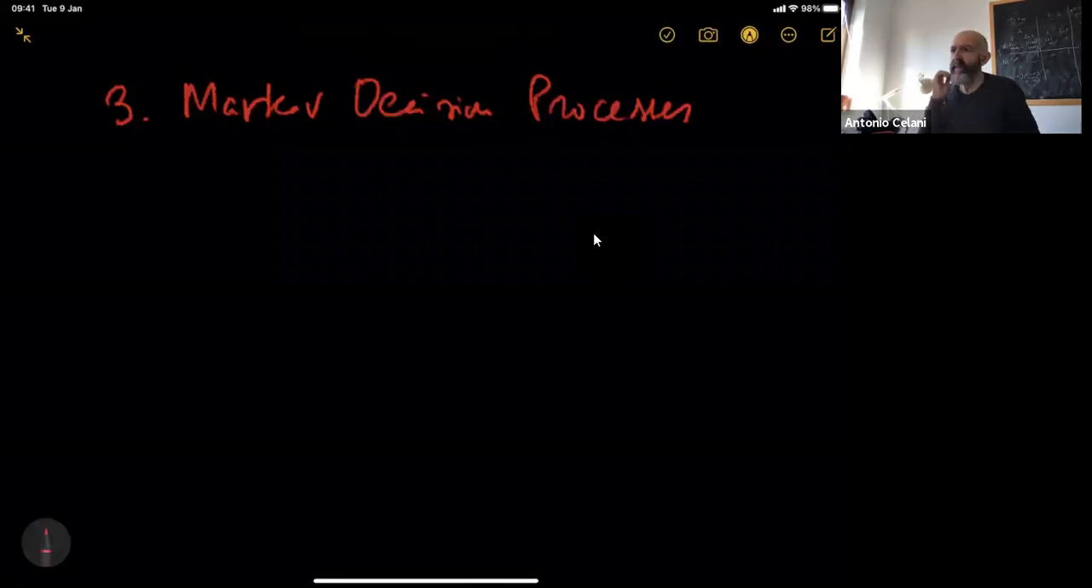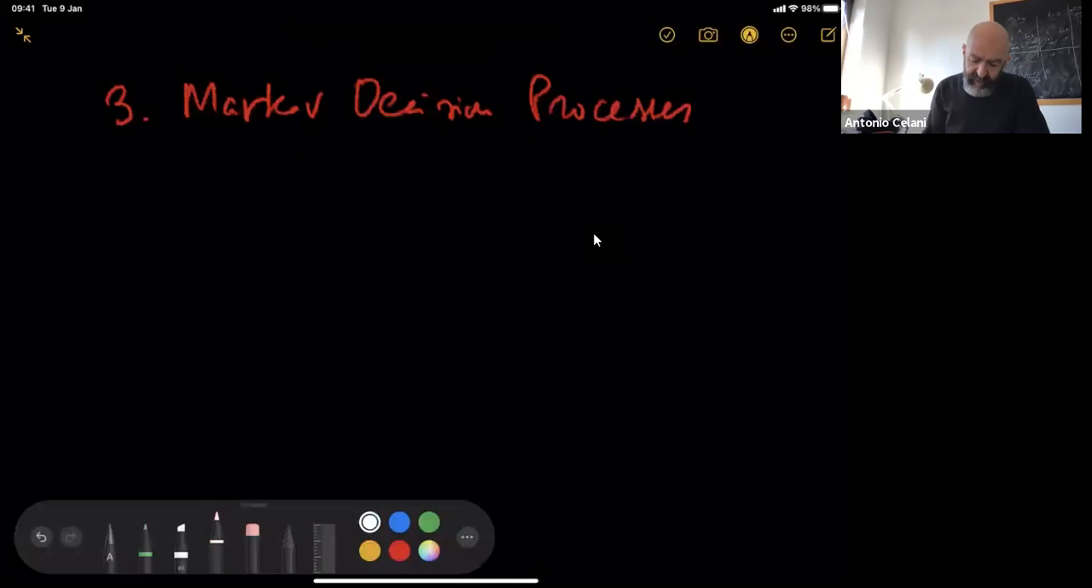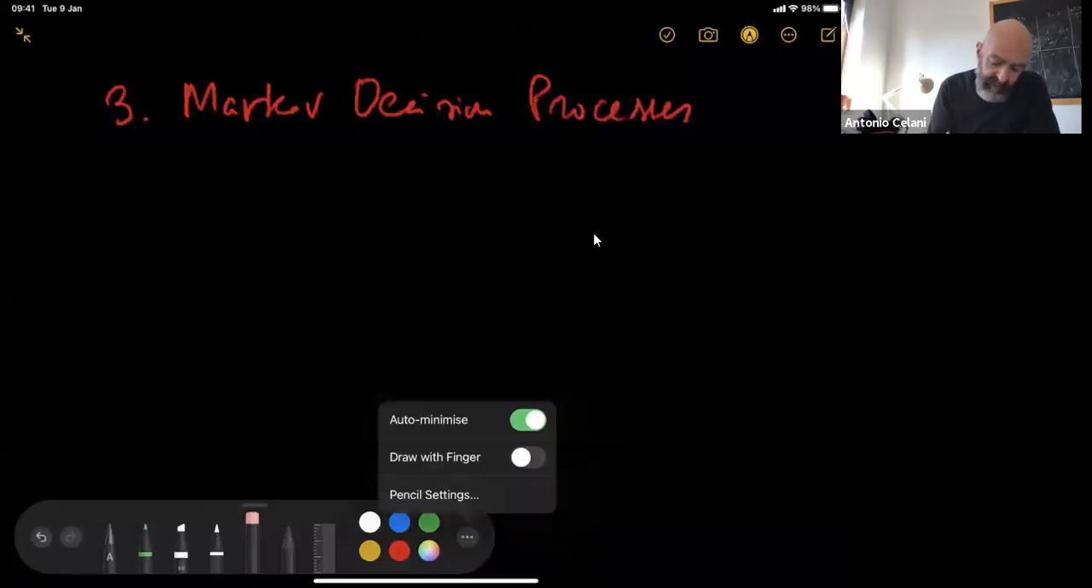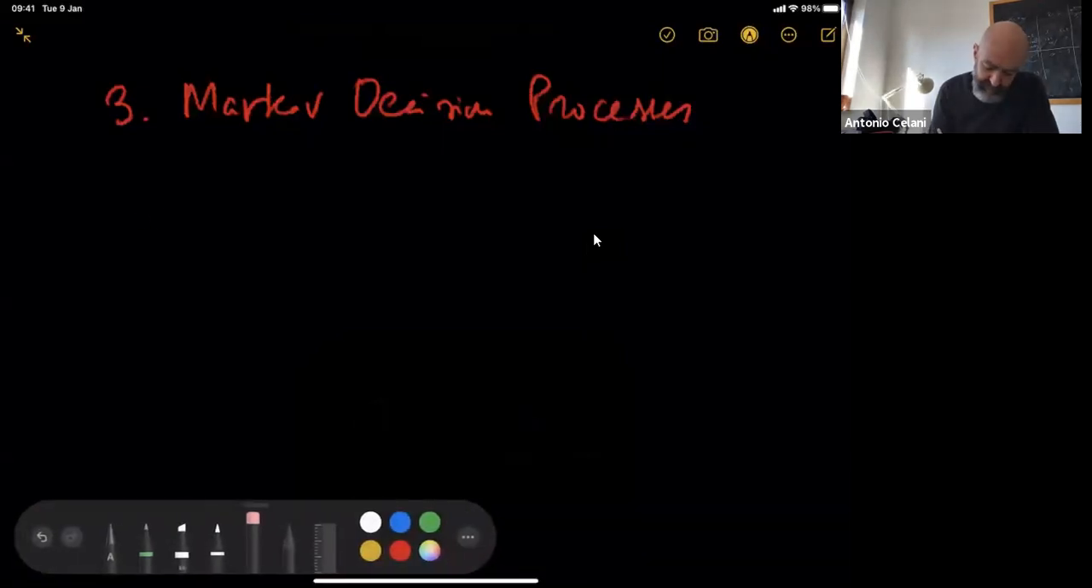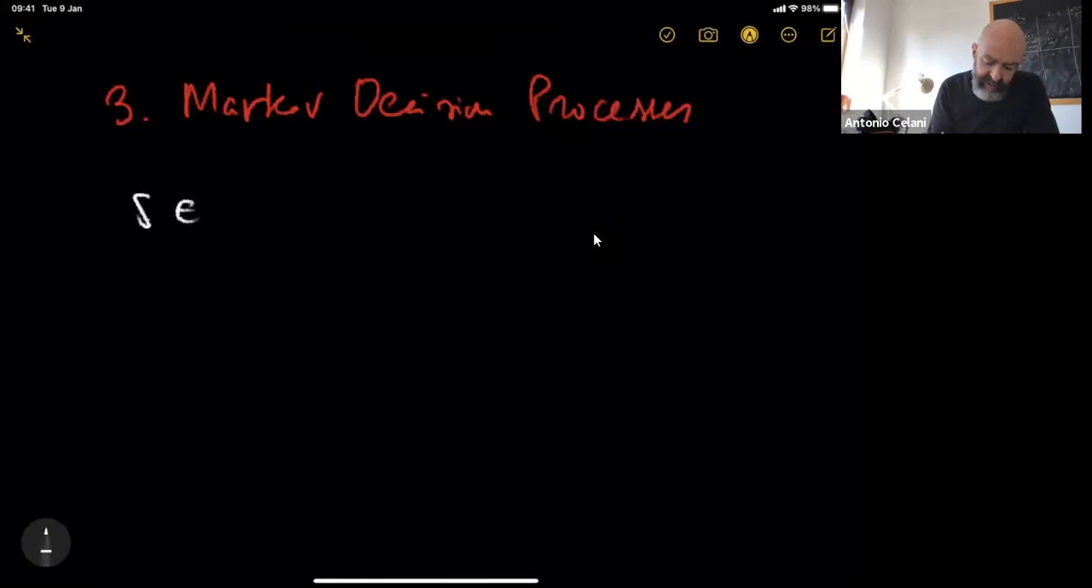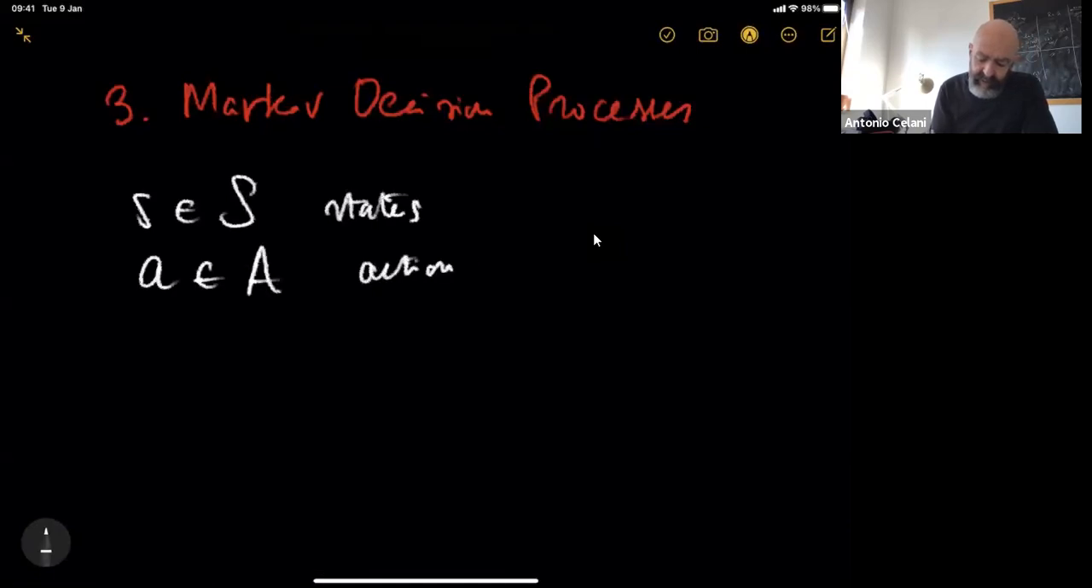So let's start by summarizing a little bit the fundamentals of Markov decision processes that I introduced yesterday. Let me recall what the ingredients are. We are discussing a situation in which we have discrete states belonging to some state space. So these are the states. Then there are actions, which can be operated from any one of these states. Then there are rewards, which are real numbers.